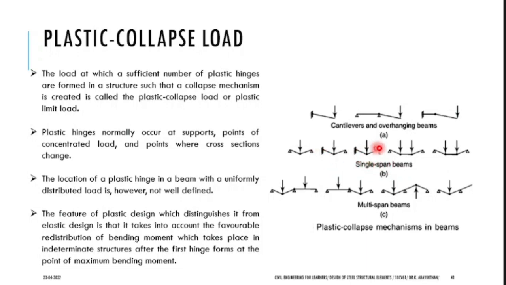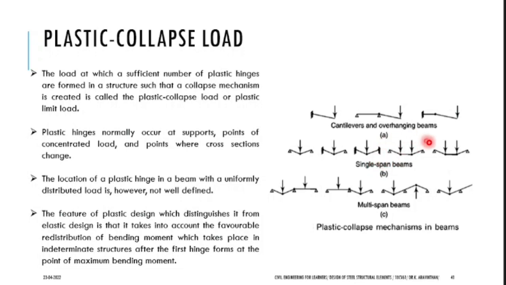How many hinges are there at this section? At the point of load, you will be having one hinge. And how many fixed ends are here? Two fixed ends. And totally how many hinges should happen? 2 or 3? See, what is the definition here? The plastic hinge normally occurs at the support. Okay, how many supports are here? 2 supports. And how many loads are here? 1 load. So totally 3 numbers. So you will be having 3 hinges.